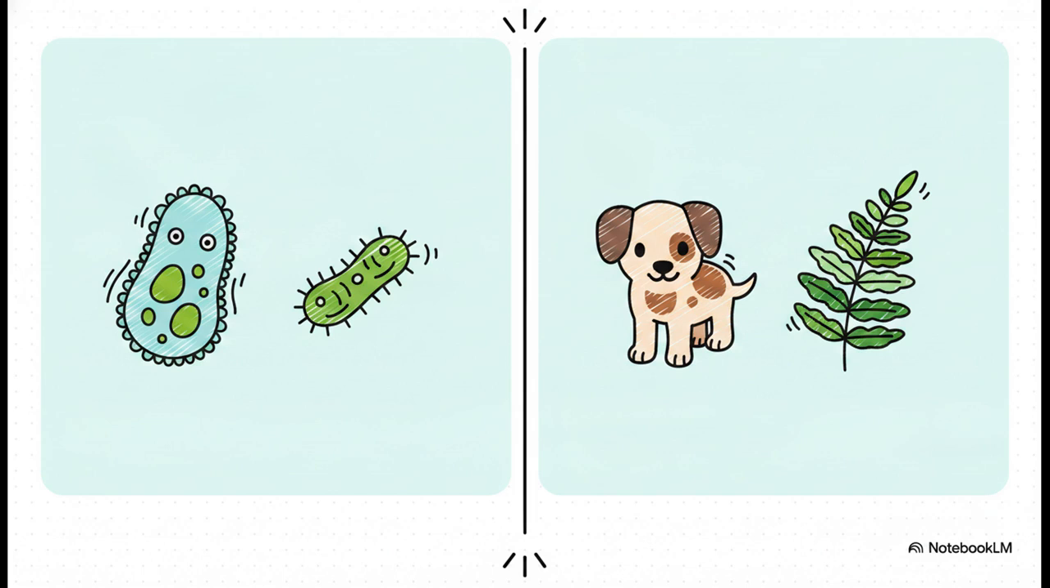On the flip side, you have multicellular organisms. That's us, your dog, the trees outside. We're rocking millions of cells organized into insanely complex tissues and organ systems, which gives us a much longer lifespan.